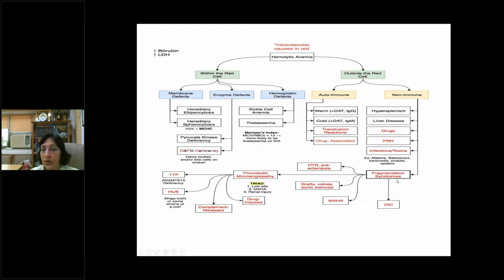Then the fragmentation syndromes, in which DIC, TTP (thrombotic thrombocytopenic purpura), hemolytic uremic syndrome, and drug-induced causes are very important. Of course, we are seeing a lot of cases with prosthetic heart valves. These are mechanical heart valves. Whenever RBCs pass through them, it can lead to destruction of the RBCs, so these patients present with a hemolytic syndrome.